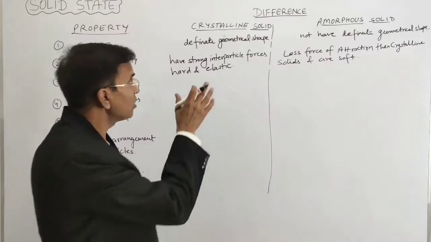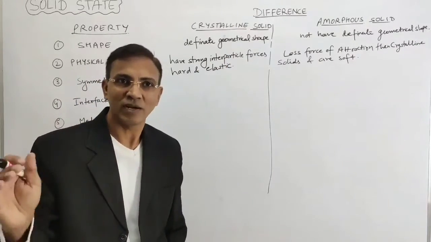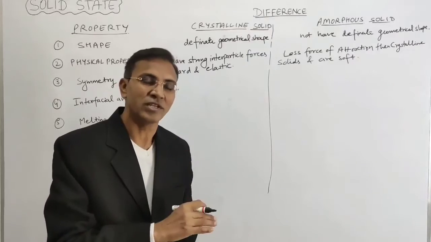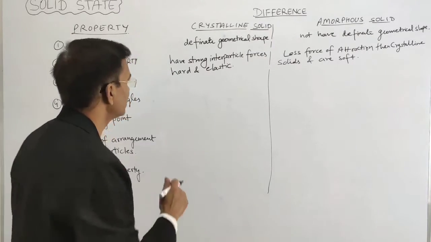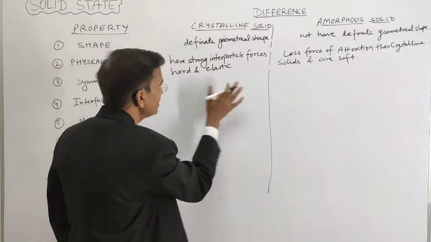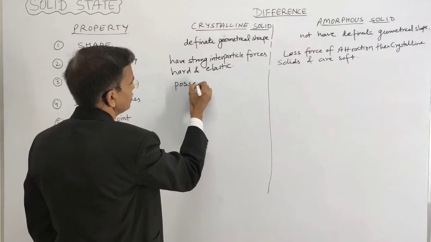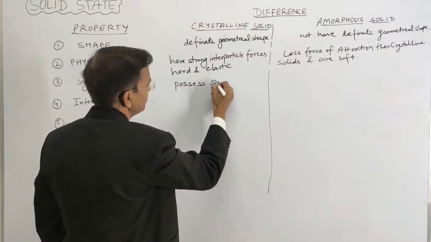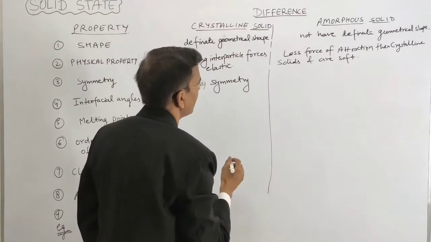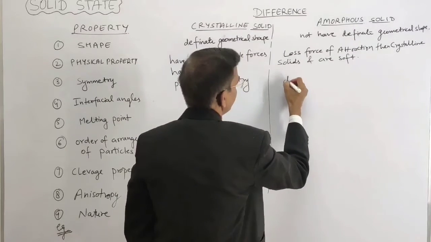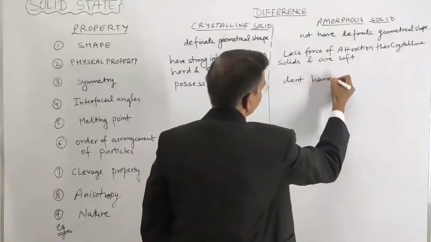The crystalline solids are made up of a regular pattern arrangement of particles. They possess symmetry, but in case of amorphous, they don't possess symmetry. They are not symmetrical. These are symmetrical and they possess symmetry, and they don't have symmetry.